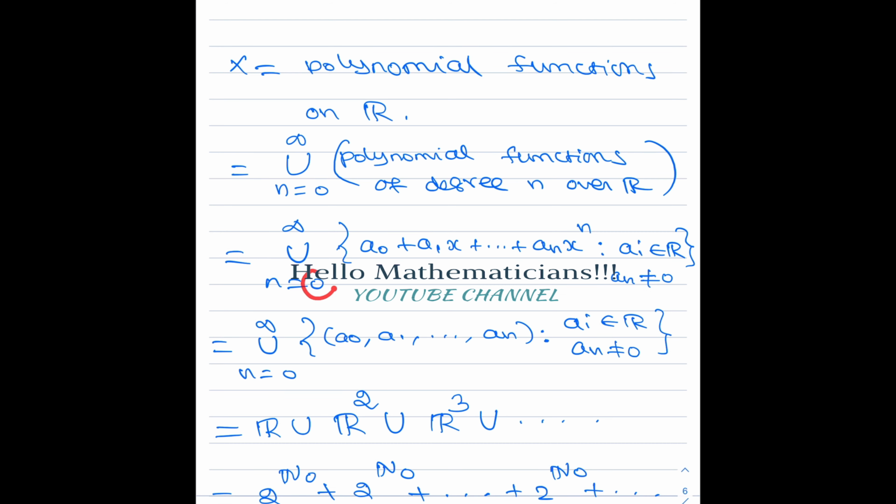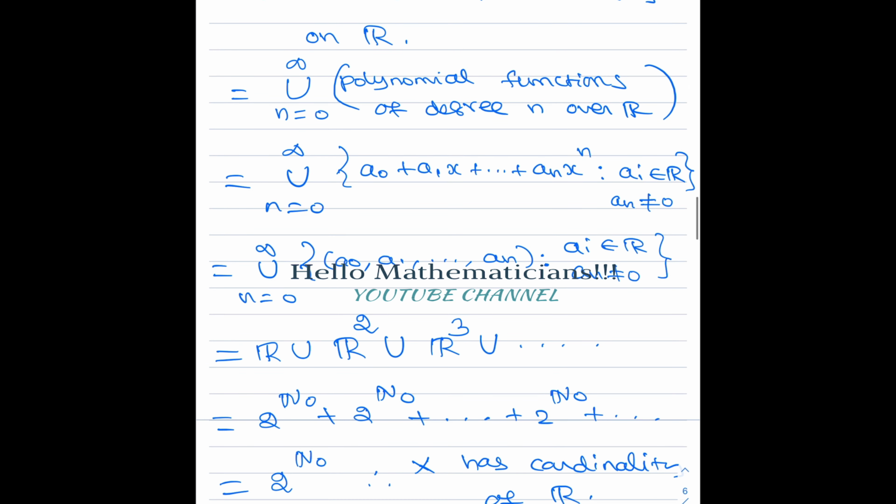Now again, a polynomial can be thought of as a tuple of real numbers also. If it is a degree 0 polynomial, a constant polynomial, then it will have just one entry in the tuple. If it is a degree 1 polynomial, a naught plus a1 x, it will have two coefficients, therefore two coordinates, so it will be a 2-tuple. A degree 2 polynomial will be a 3-tuple. A degree 3 polynomial will have a 4-tuple, and so on.